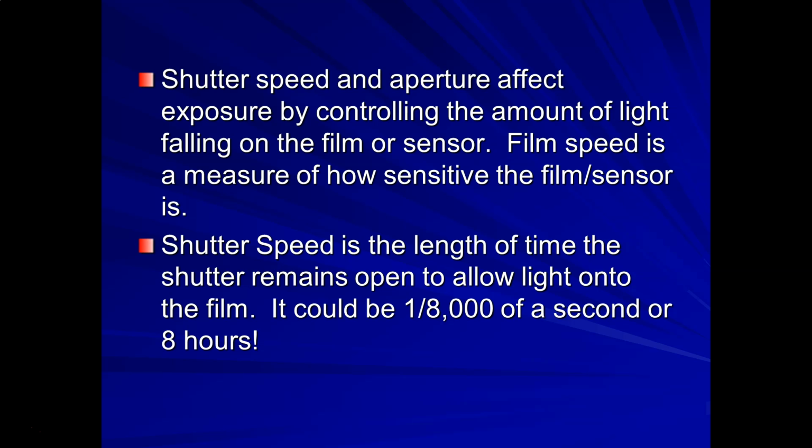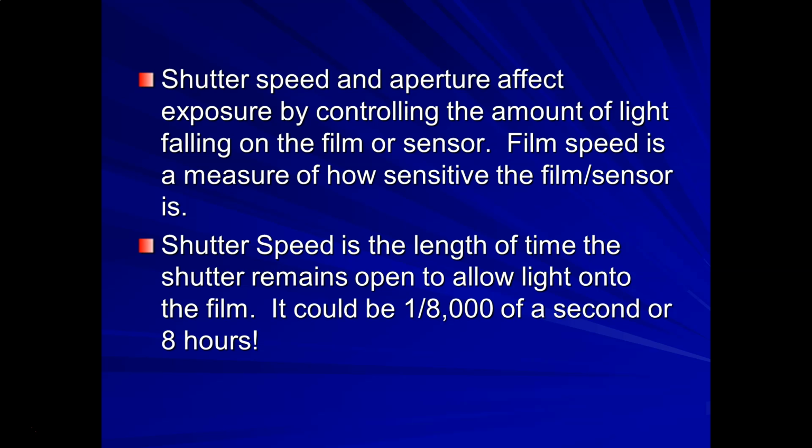Here we can see that shutter speed and aperture affect exposure by controlling the amount of light falling on the film or the sensor. And film speed is just a measure of how sensitive the film or the sensor is, so that makes a difference as well. Now, the first of those you've got to get used to is shutter speed, and that's, if you remember, measured in time, how long the shutter is open for. The photographer has complete control over this in manual mode. The camera takes it over in auto mode.